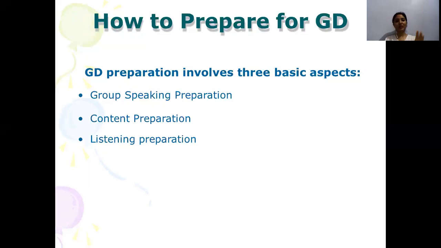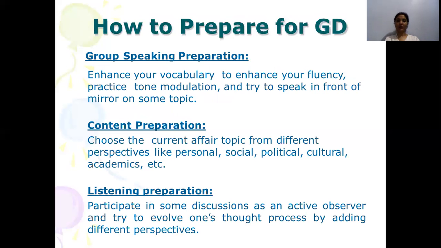So these are the three things that we should be really careful about: how to speak in a group, how to prepare the content, and how to do the listening preparation. Because listening skills are part of communication skills which we all should master, right? So these are the three very important skills.